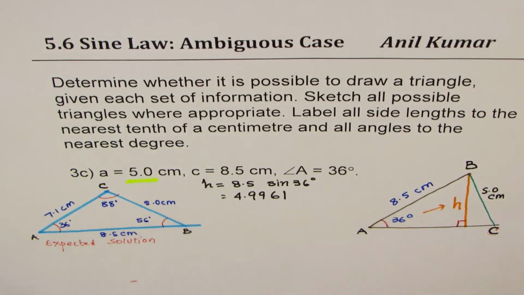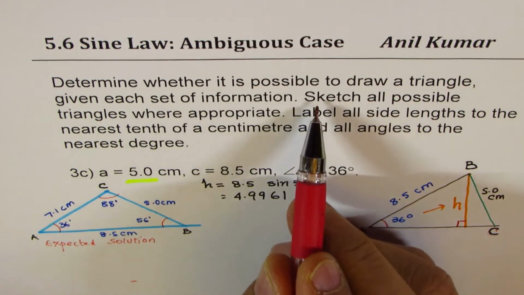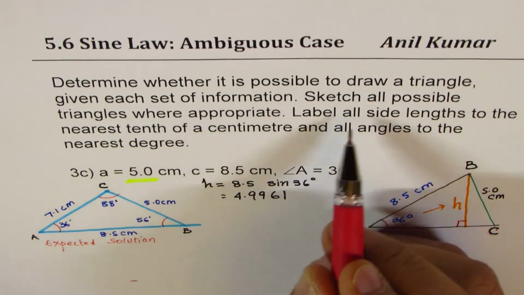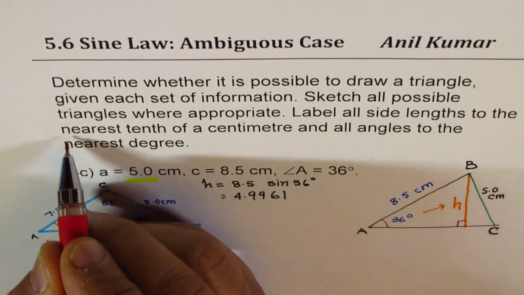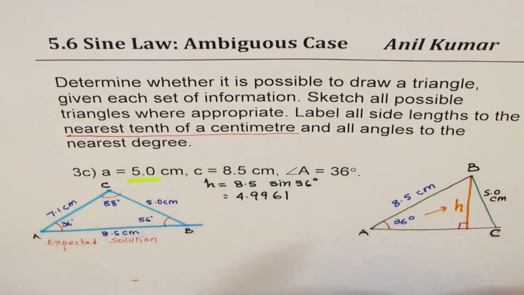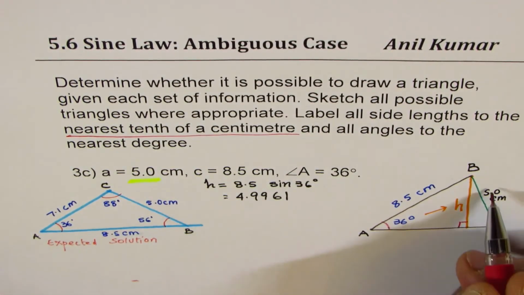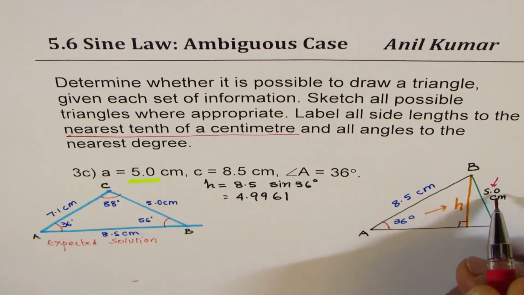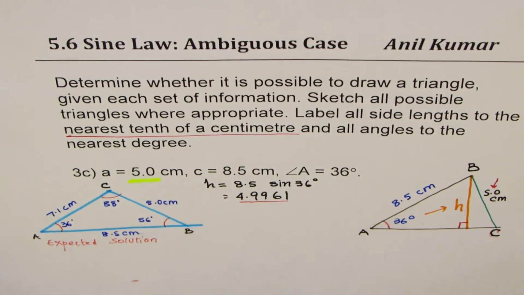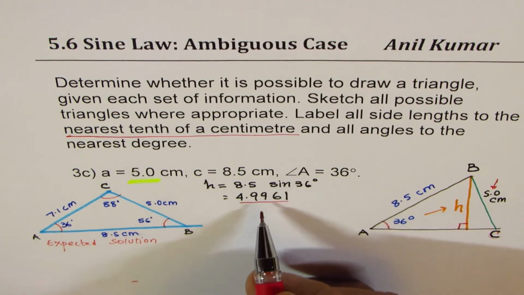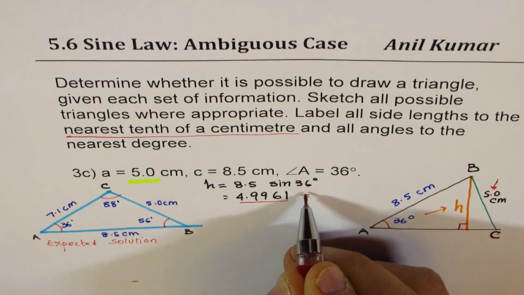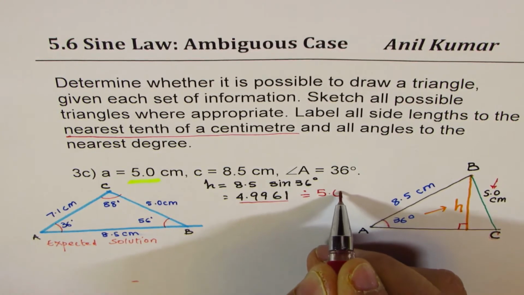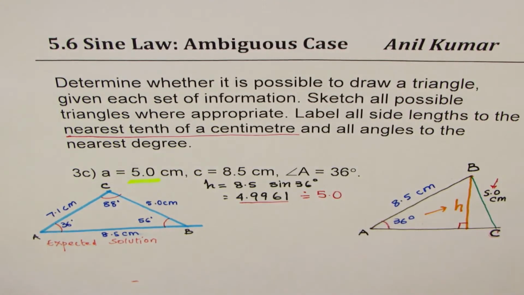Now, the question here says, sketch all possible triangles where appropriate, label all side lengths to the nearest tenth of a centimeter. Now, the side given to me is 5.0. Could it not be 4.9961? That is my question. How will you round this? I think it should be rounded to 5.0. There's no other way to do it, correct? It has to be.